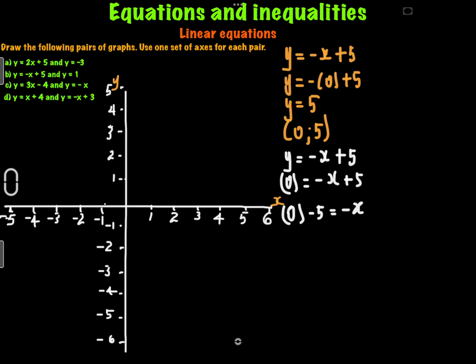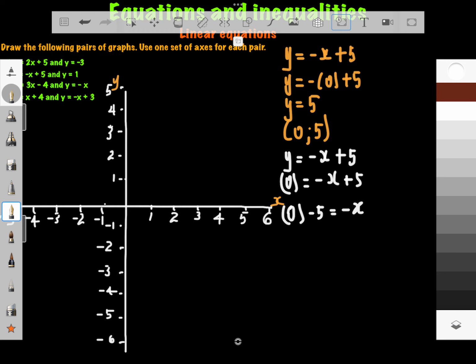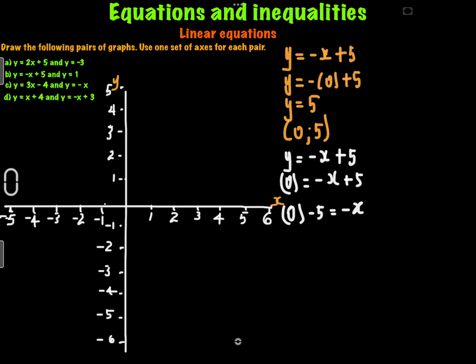So we want our variable to be positive. What we need to do is simply divide by -1 on both sides. So in this case, I simply divide by -1 and -1. Negative divided by negative is positive. So x in this case will simply be 5.